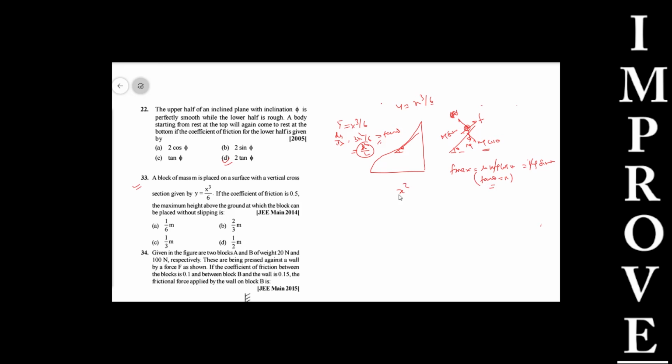So x square by 2 is equal to mu, that is 0.5, so x square is 0.5 into 2, x square is 1, so x is equal to 1. They want the value of y. So if x is equal to 1, you just plug in the value of x in this y equation, and the corresponding y becomes 1 by 6.